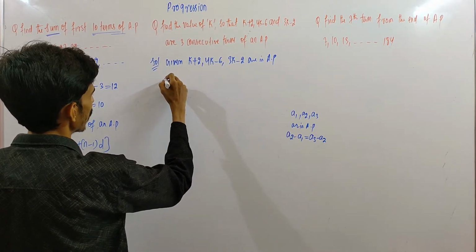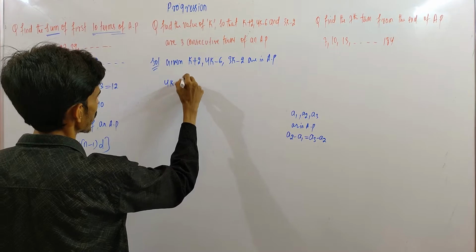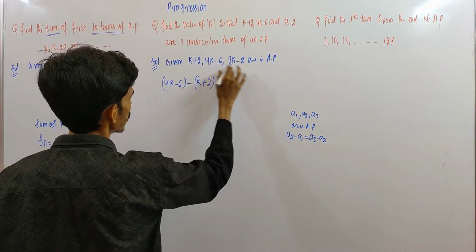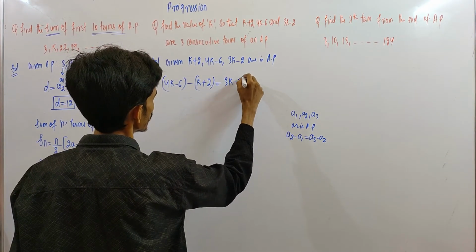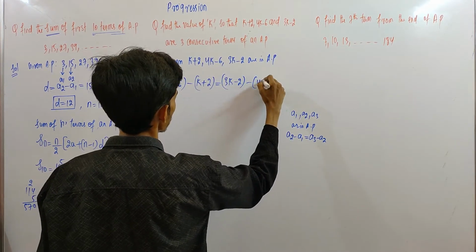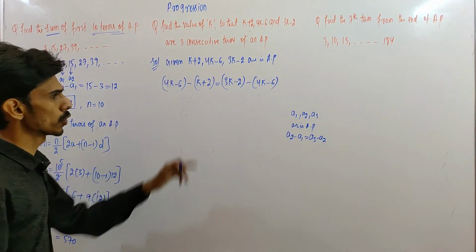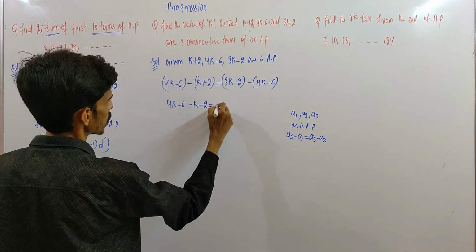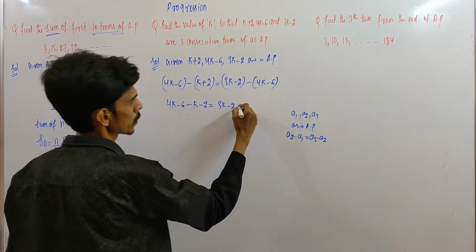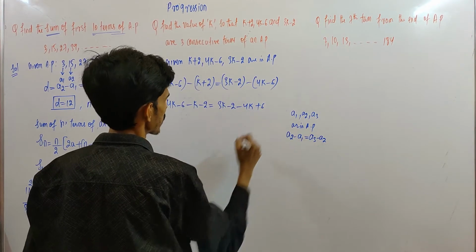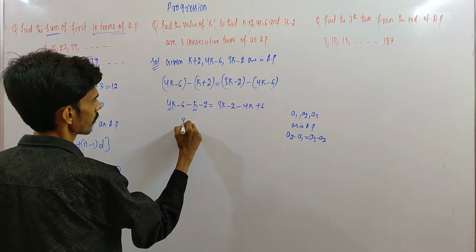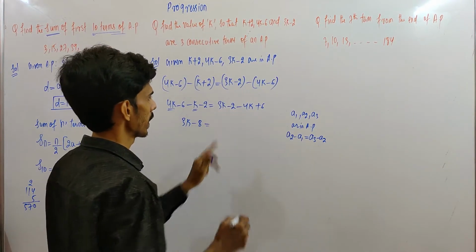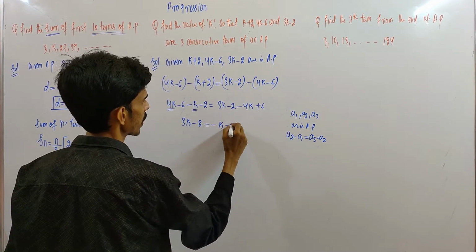That implies 4k minus 6, the difference of these two, minus k plus 2, should be equal to the difference of these two, 3k minus 2 minus 4k minus 6. So the difference should be the same. Multiplying the minus sign, minus k minus 2, 3k minus 2 minus 4k plus 6. Now 4k minus k we have 3k, 6 plus 2 we have 8. Here 3k minus 4k we have minus k, minus 2 plus 6 we have 4.